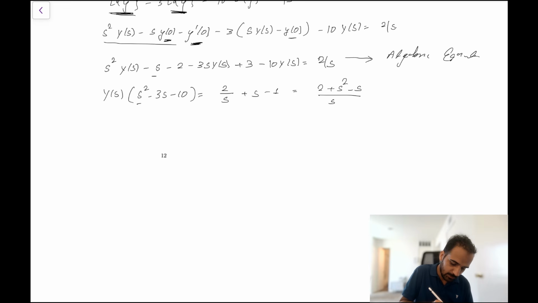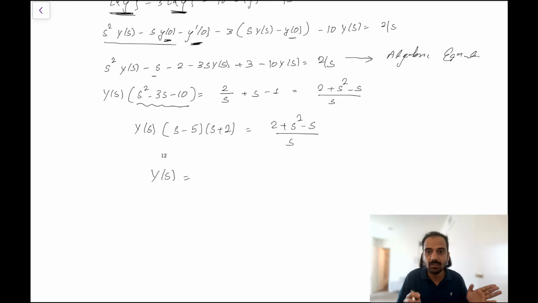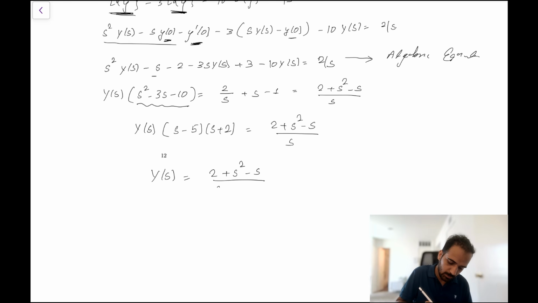So if you see, this s square minus 3s minus 10 can be factorized. This can be factorized and written as (s minus 5)(s plus 2), right? Okay, and on the right side you have (2 plus s square minus s) divided by s. So my Y(s), the solution Y in the s domain, will be (2 plus s square minus s) over s(s minus 5)(s plus 2).